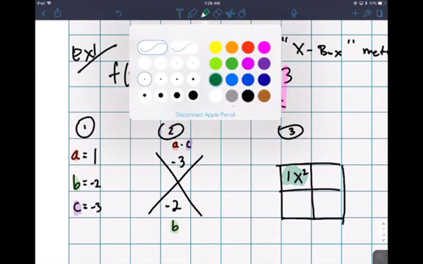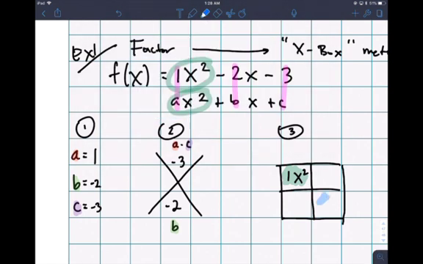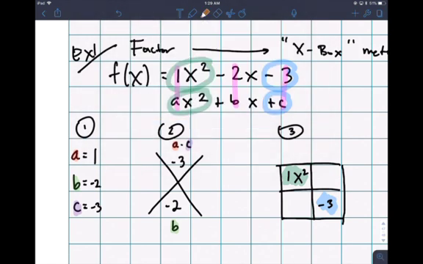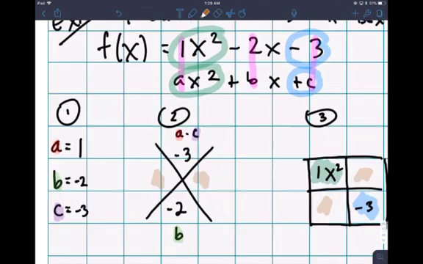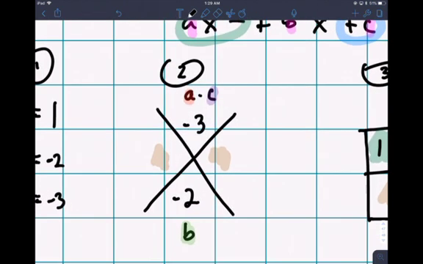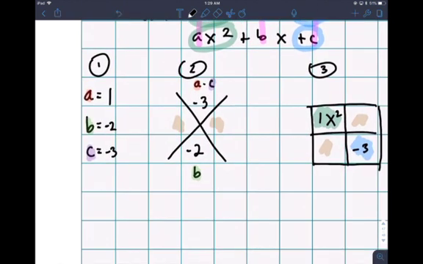This part of the box is always C, and in this case, C is -3. In the other two boxes, this one and this one, we need to go back to step number 2 and figure out two numbers. Like I said, we weren't done with step number 2. Now that we have this set up, these are the two questions you need to ask yourself.